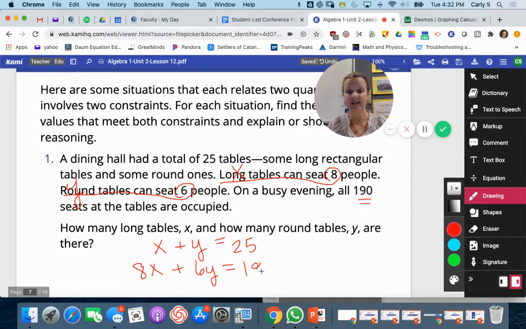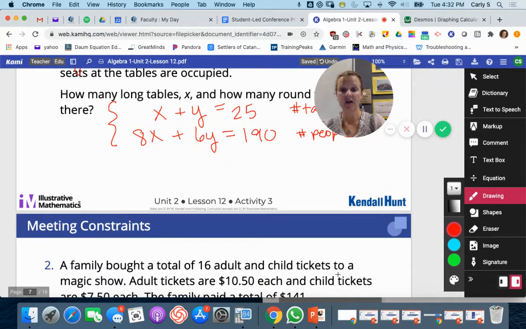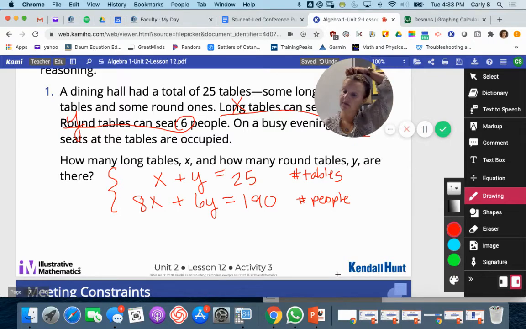And 190 seats are occupied. So I have a system of equations. One of them deals just with the number of tables, and one deals just with the number of people. A system of equations. And really all I did was talk through each description and put equations to them. Sounds really easy, I know. All right, so let's try to see if we can solve for this.